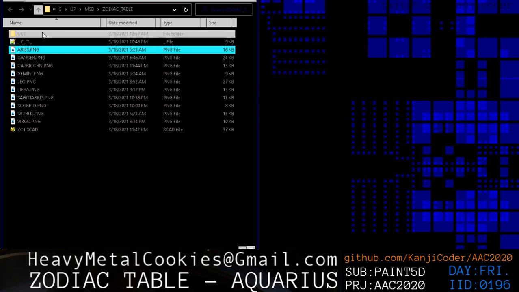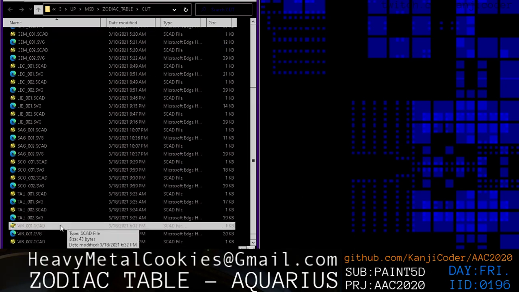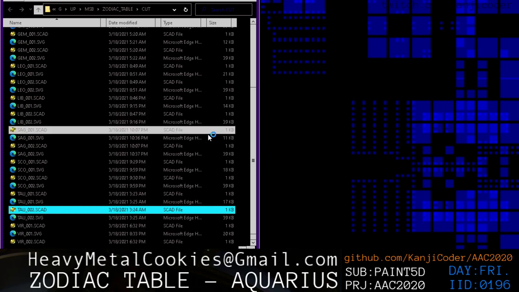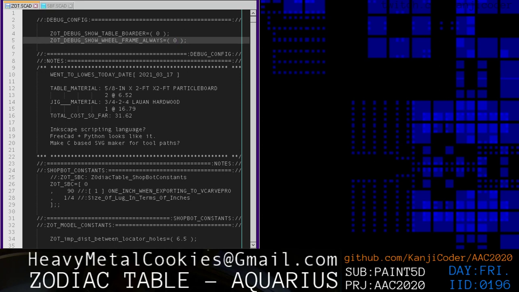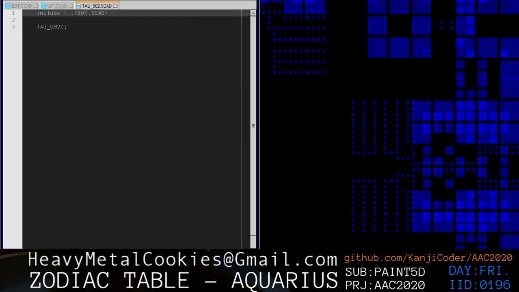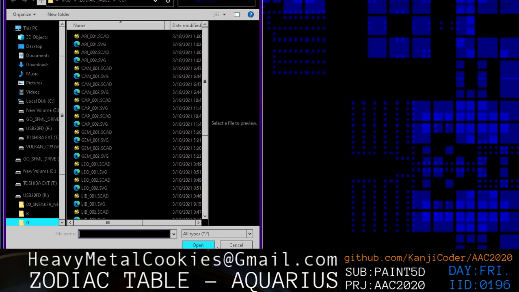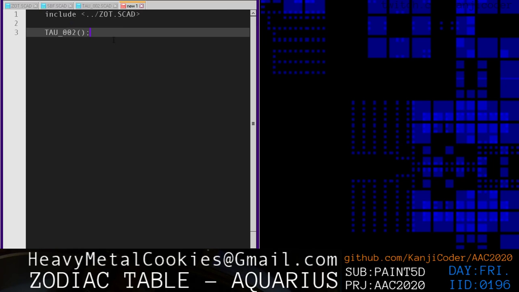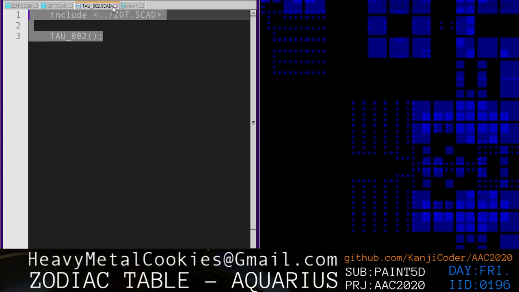So the first thing you want to do is go into the cutting files and open up one of these things. Let's open it with Notepad++, and that's not actually where I wanted to open it. Let's put this over here. Okay. We're going to copy this and make a new file. So we're going to go File, New. For Aquarius, it's going to be AQU, and this is just like a stub function for when we're finished.